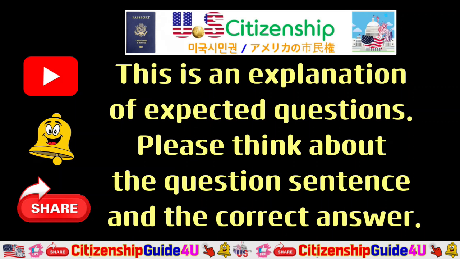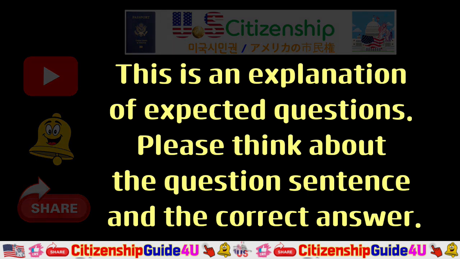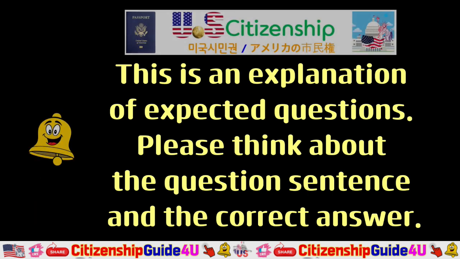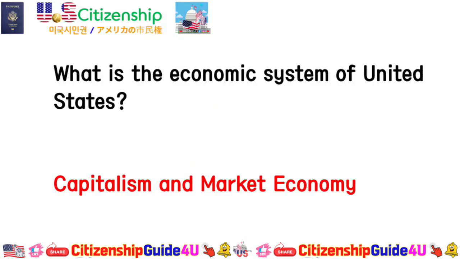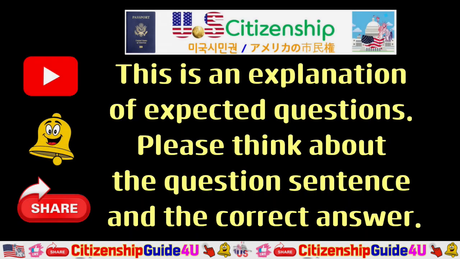The United States has a mixed economy, which combines elements of both a market economy and government intervention. It is often described as a capitalism or market economy system. What is the economic system of the United States? Capitalism and market economy.